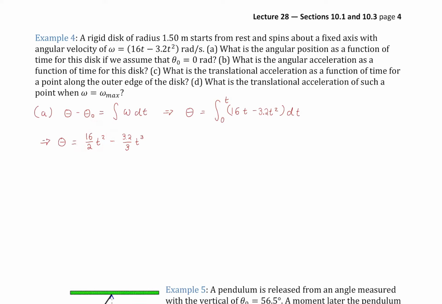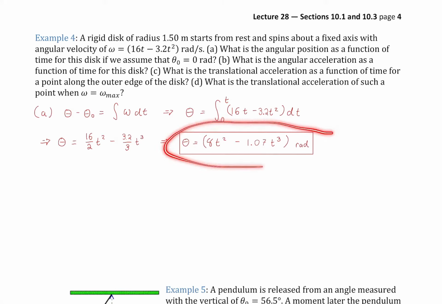Our 3.2t squared becomes 3.2 over 3 t cubed, obviously with a negative there. And so that's it. This is going to be our function. I rewrote the 3.2 over 3 as 1.07, and 16 over 2 obviously became 8. Units are radians. It ends up being a third order polynomial, which makes sense because it should be one order higher, and we had a second order polynomial with respect to t for omega.